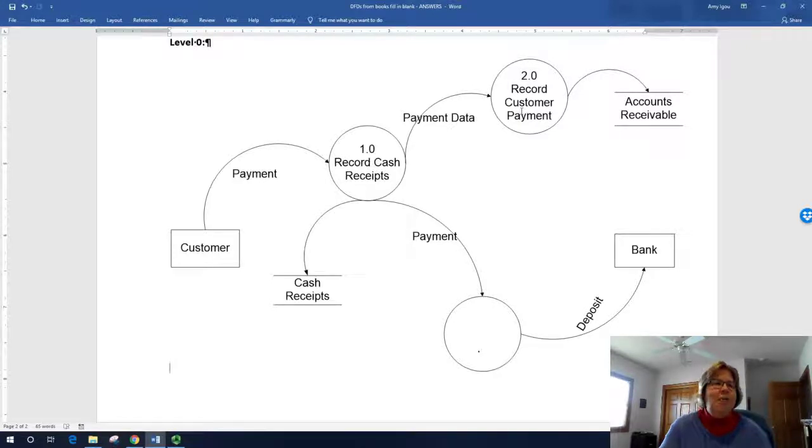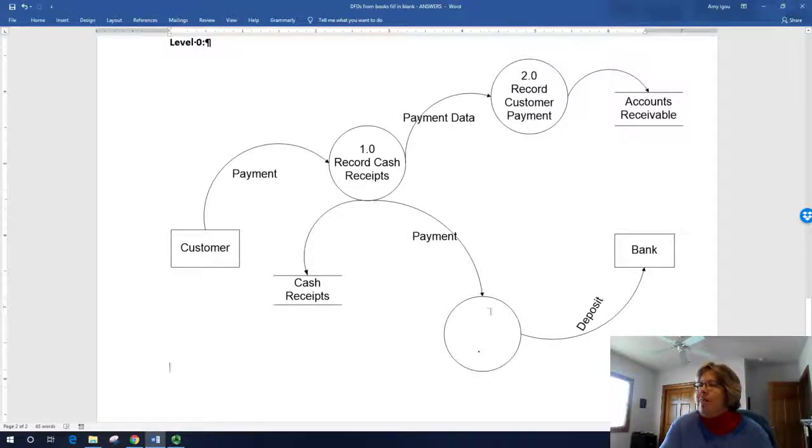I could have several people who've done data flow diagrams before come in and do a simple exercise like this, and they would all have slightly different nuances. I would more likely put update accounts receivable, but record customer payment into the accounts receivable would be perfectly fine. It means the same thing.